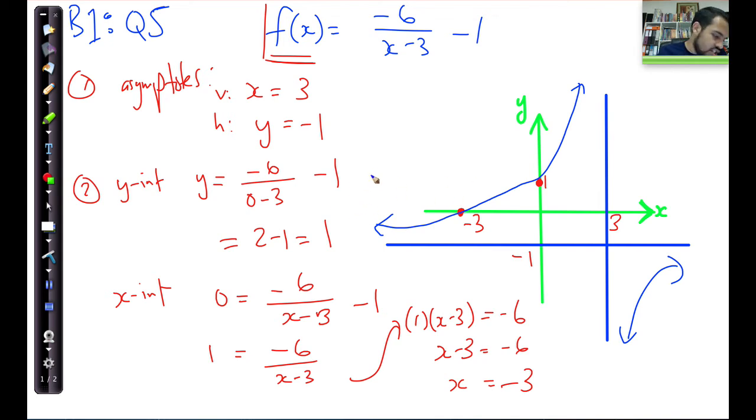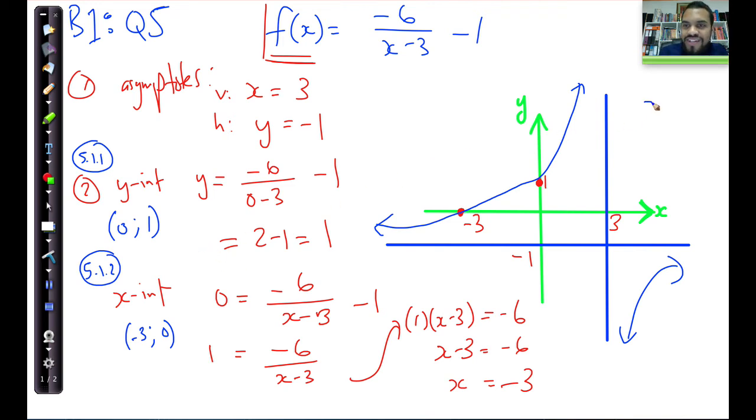I just answered question 5.1.1, where they ask you for the y-intercept and they want it as a coordinate. So the y-intercept as a coordinate is going to be 0 on the x, +1 on the y. This is question 5.1.1. And this question over here, the x-intercept, they want it also as a coordinate, so it's going to be 0 on the y, and -3 on the x, like so. And this was question 5.1.2. And then they asked for 5.1.3 as well, where they ask you to sketch the graph. We did it all in one.